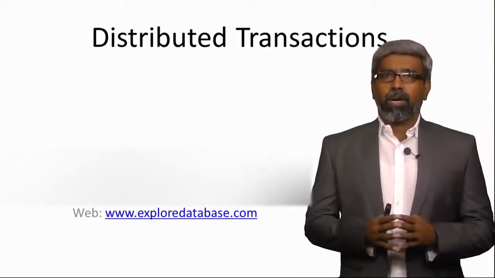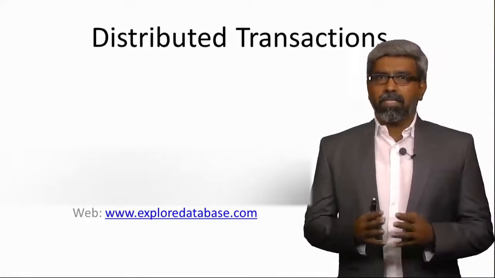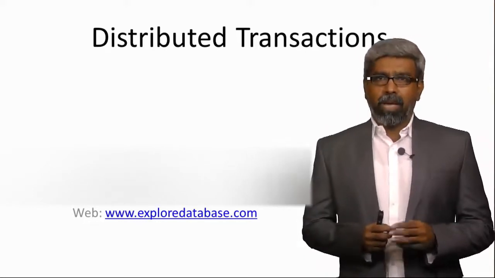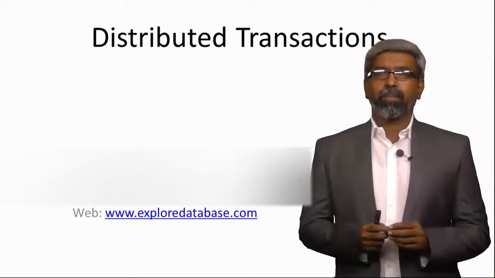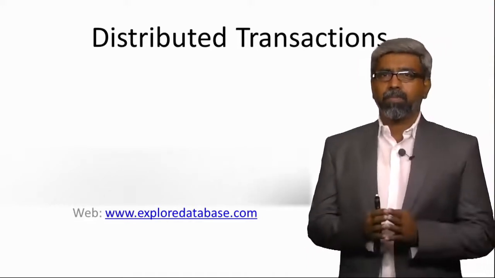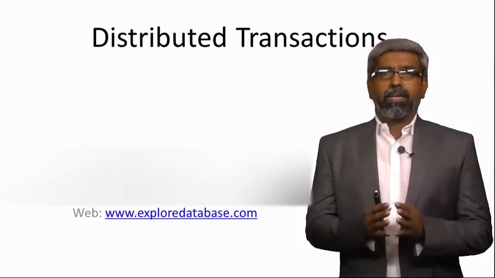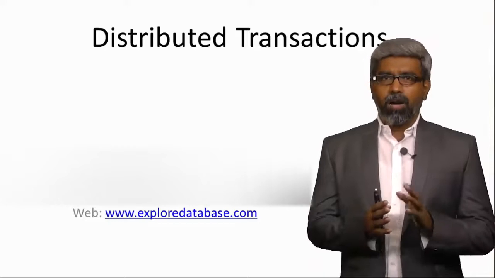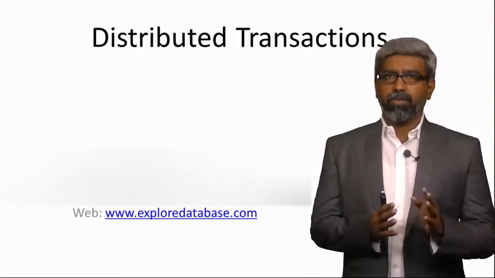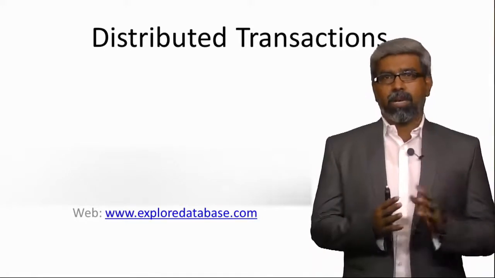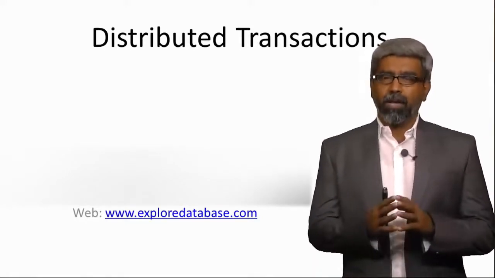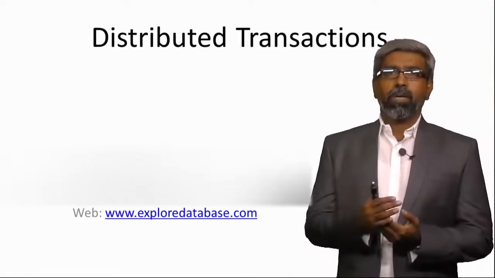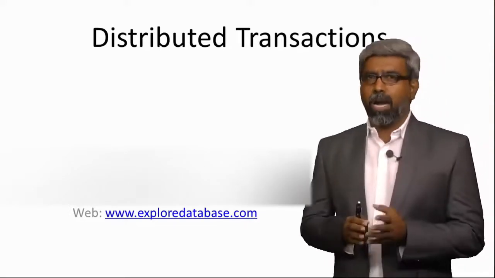ACID: A for atomicity, consistency, isolation, and durability. Atomicity is about either full or none. That is, if you execute a transaction, it has to be ensured that either the complete transaction is executed, or if it is not possible to execute the complete transaction, we have to go back to the starting position. That is, either all the instructions of the transaction are executed, or we go back to the original starting state.